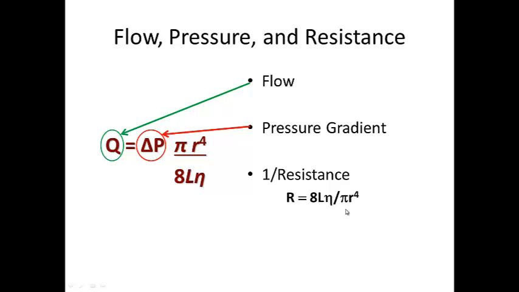Resistance is 8 times the length times the viscosity divided by pi and the radius to the fourth. Because it's inversely proportional, we're going to flip that over when we're calculating flow. And that works out to be that flow is equal to delta P times the radius to the fourth divided by the length times the viscosity.